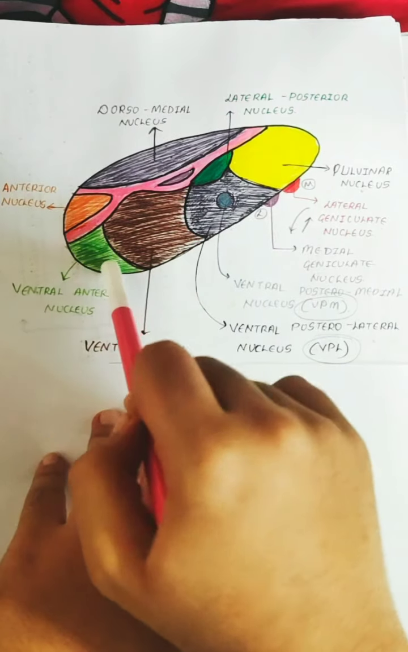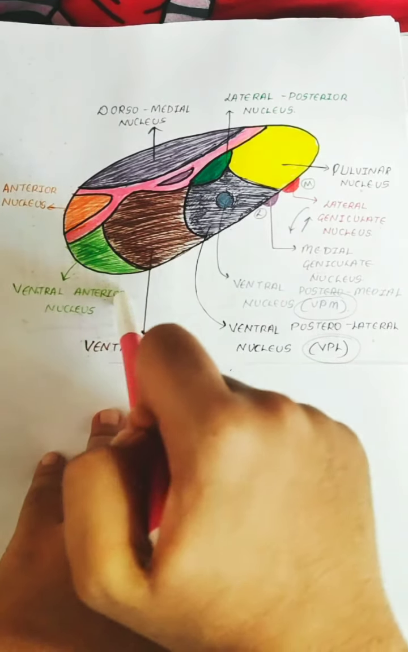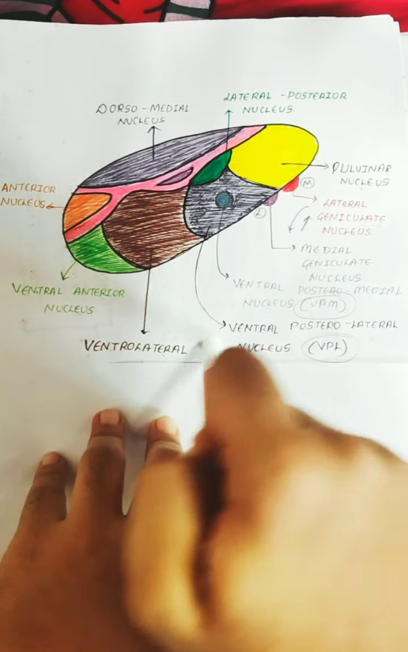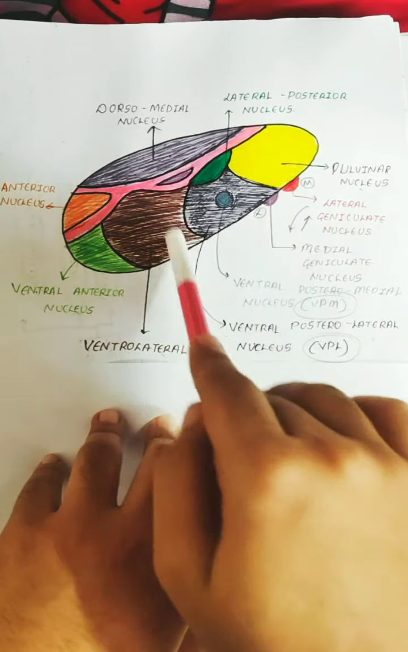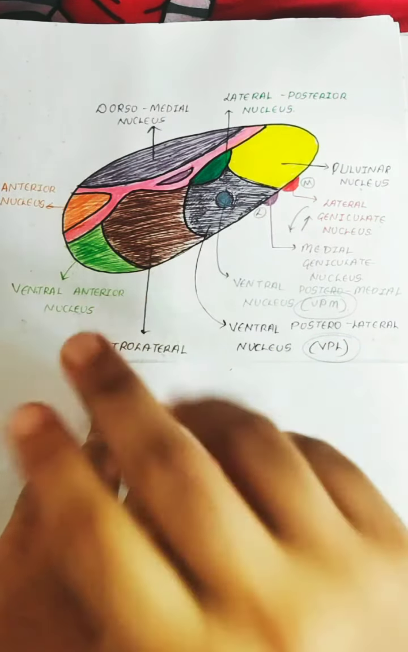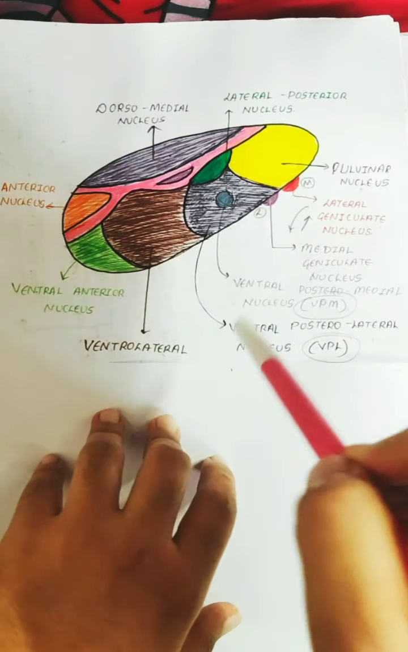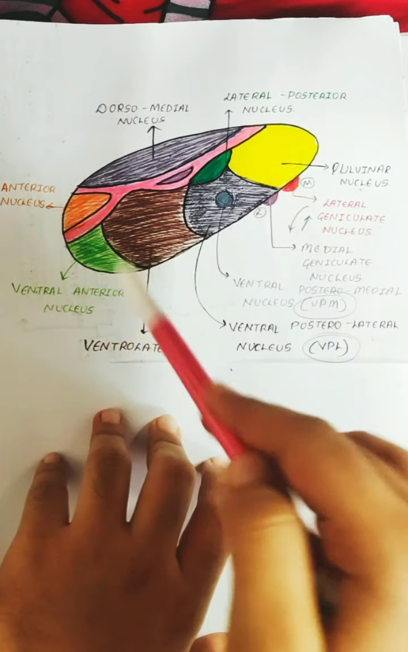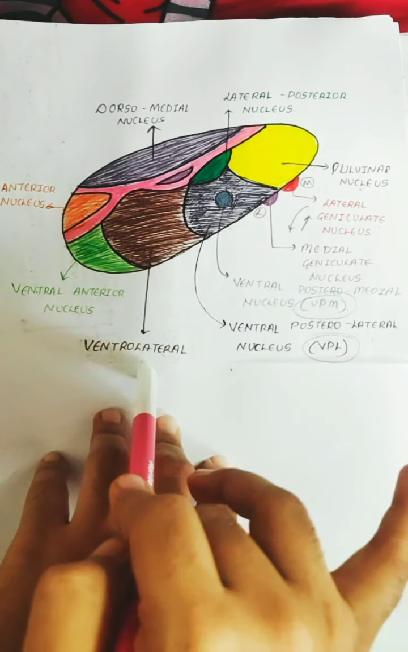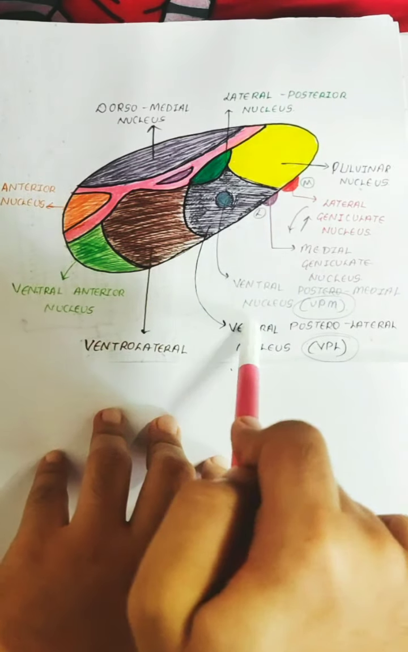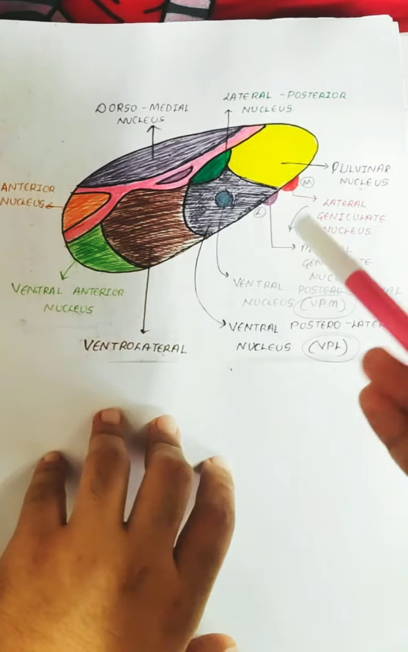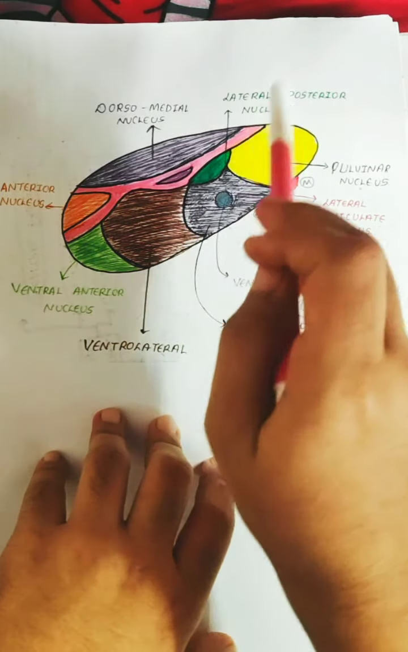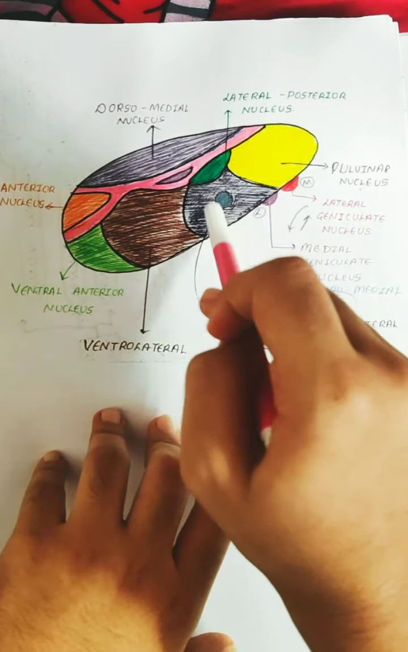The green nucleus is called the ventral anterior nucleus. This brown one is called the ventrolateral nucleus. Then in the ventroposterior nucleus, you can see two: the ventroposterior lateral nucleus as well as the ventroposterior medial nucleus. So you can see ventrolateral, ventroanterior, ventroposterior. In ventroposterior, there are two types: ventral posterior medial nucleus (VPM) and VPL, that is ventroposterior lateral nucleus. You can also see the lateral posterior nucleus here.